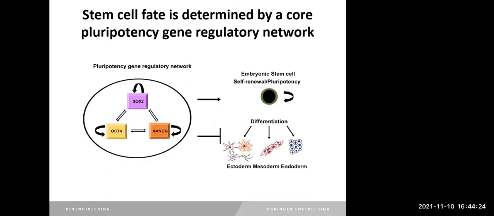Their stem cell fate is determined by a core pluripotent gene regulatory network made up of 3 genes, SOX2, OCT4, and NANOG. This is a highly regulated core network of genes because in order to have reproducible and robust development to fluctuating environments and fluctuating signals, this core pluripotent network determines whether the cell stays in a self-renewal and pluripotent state or goes into a differentiation state between ectoderm, mesoderm, and endoderm.